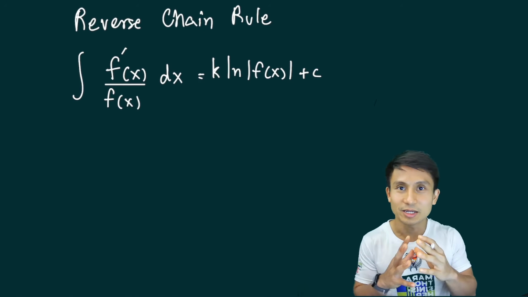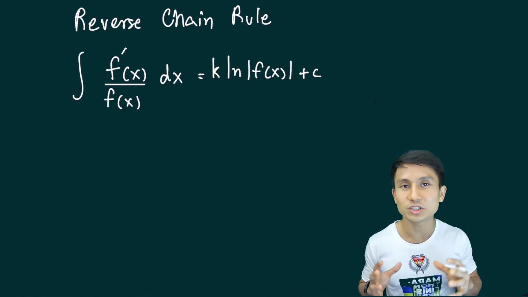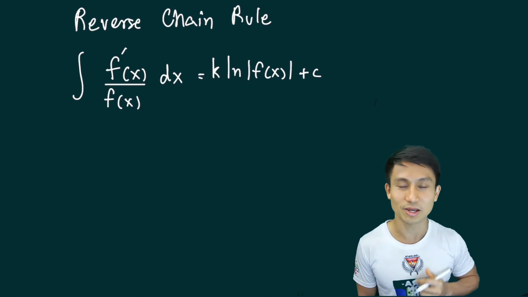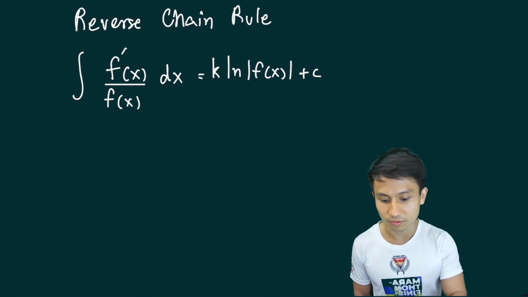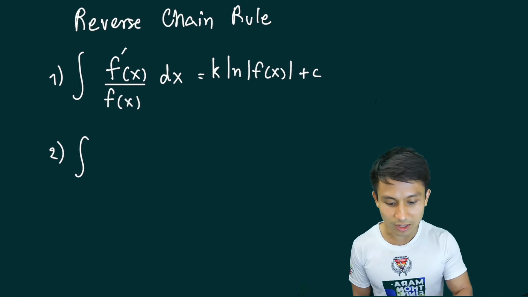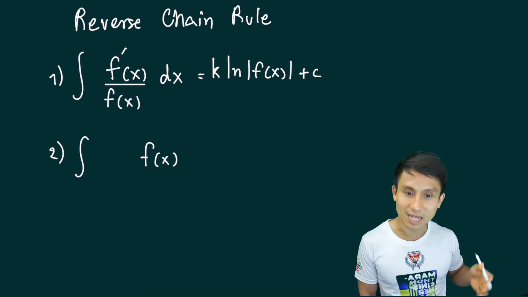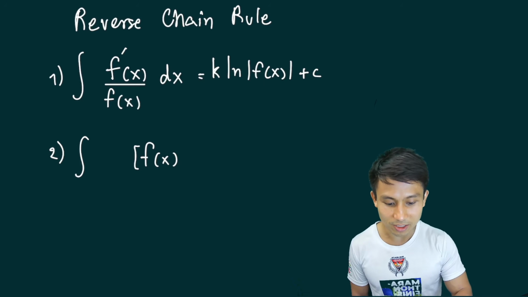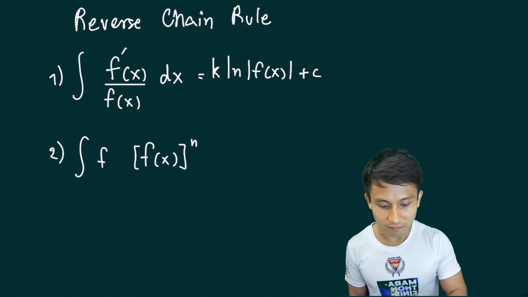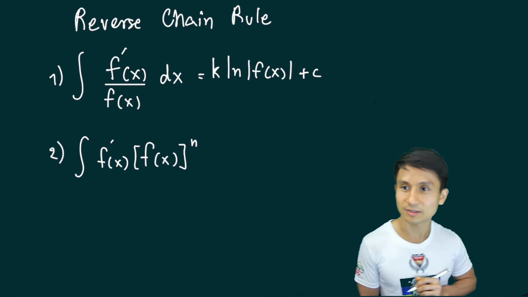So it's where you try to differentiate the denominator and you get the numerator. All right, so that's the first form. The second form is kind of similar. It's where you try to differentiate the function on a side where it might be to the power of n, and then you get the function next to it, right?